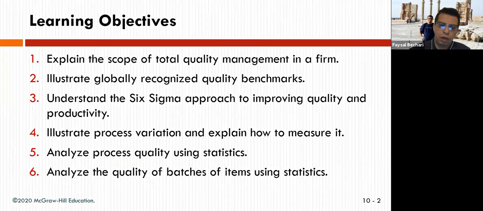our learning objective today is going to be explaining the scope of total quality management in a firm, illustrating globally recognized quality benchmarks, understanding the Six Sigma approach for improving quality and productivity, and illustrating process variation and explaining how it is measured, analyzing process quality using statistics. We're not going to talk about that in too much detail, and analyzing the quality of batches of items in statistics. We'll touch on this a little bit.